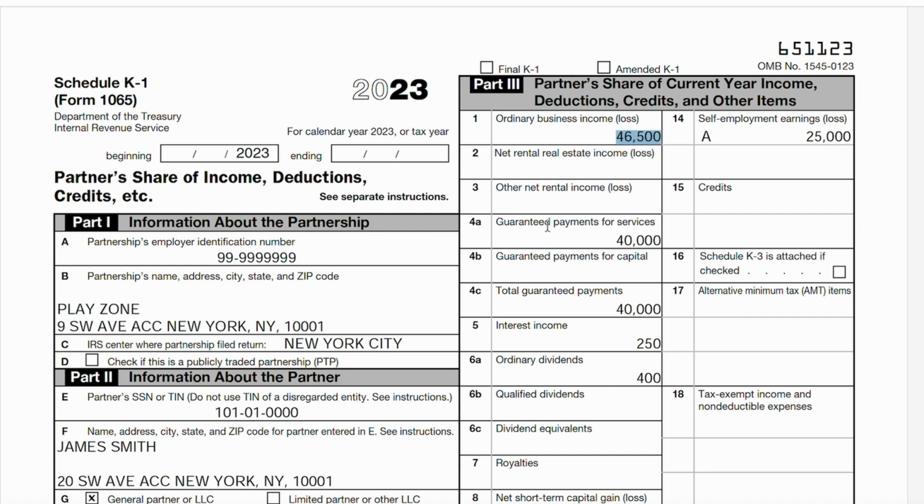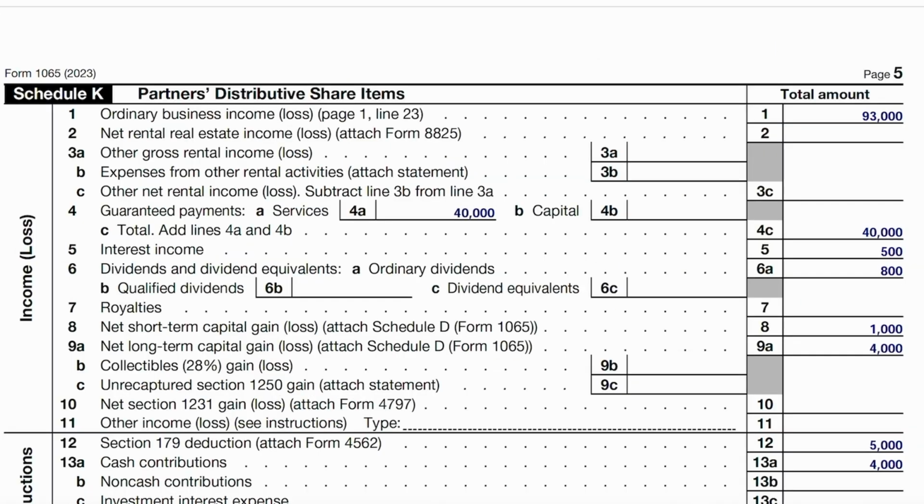So what if there were 1,000 partners? In that case, there would be 1,000 Schedule K-1s. It would be very difficult to reconcile and track that. Therefore, Schedule K is also very important. So that is the difference between Schedule K-1 and Schedule K. Let me show you a Schedule K.